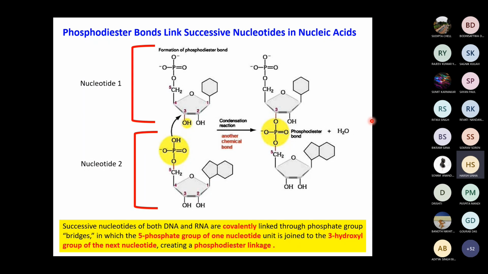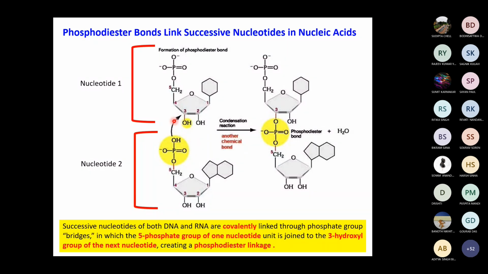Glycosidic bonds. In fats it is ester bonds. In proteins it is peptide bonds. And in nucleic acids we have the phosphodiester bond.